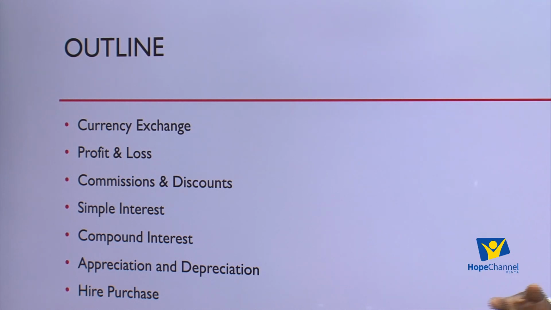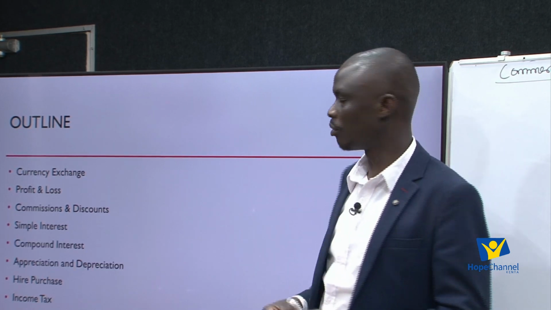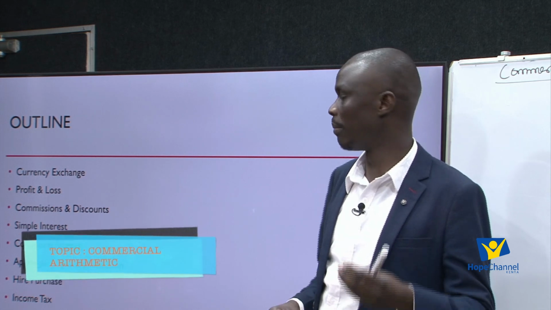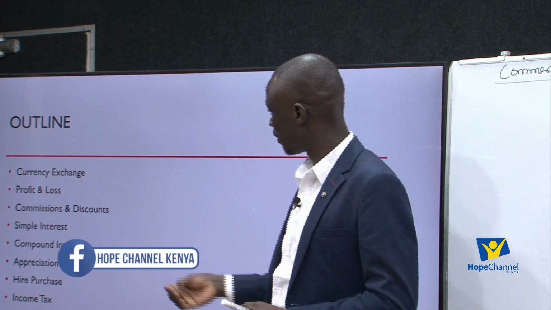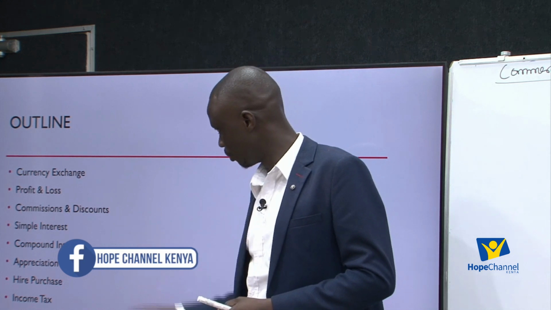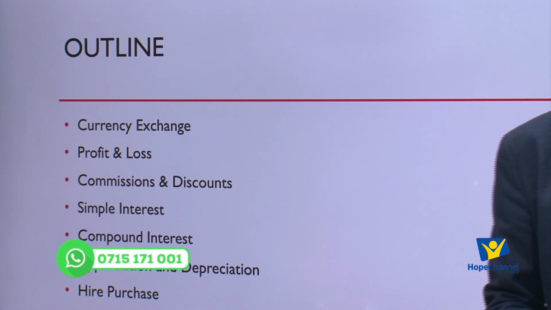We know there is a concept of trade, and in trade there is buying and there is selling. So in the process of buying or selling, we will either make a loss or we will make a profit. We all know that the aim of business is always to make profit, but at times we also make losses. Then after that, we will also look into commissions and discounts.